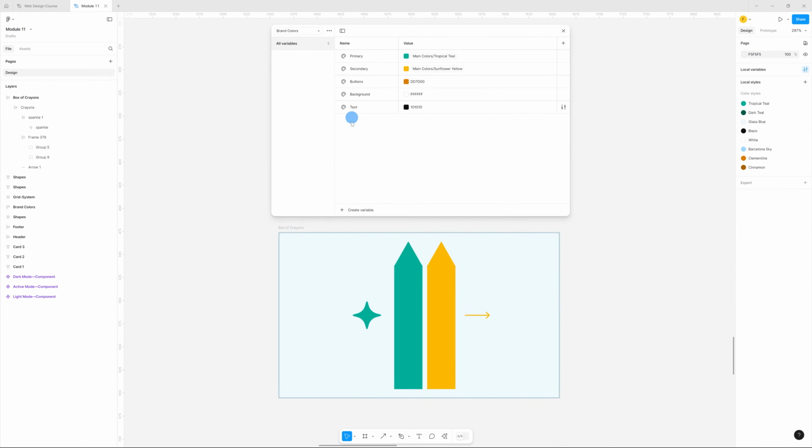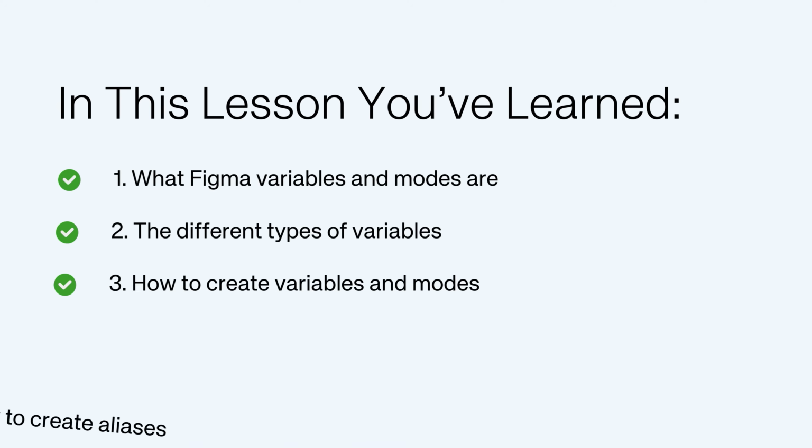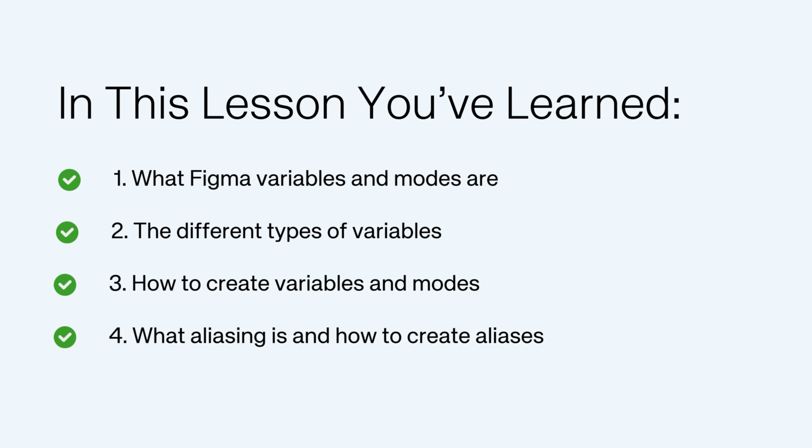Don't worry if this is still a little bit confusing, because in the next lesson, you will see how aliasing variables work in practice, since we'll create a small design system from scratch. In this lesson, you've learned what Figma variables and modes are, the different types of variables, how to create variables and modes, and also what aliasing is and how to create aliases. Now it's time to move to the next lesson.